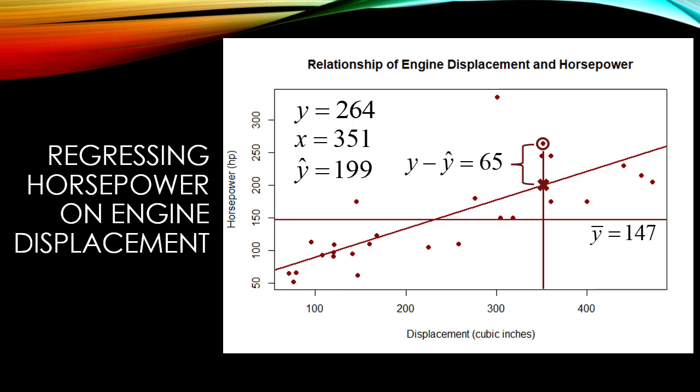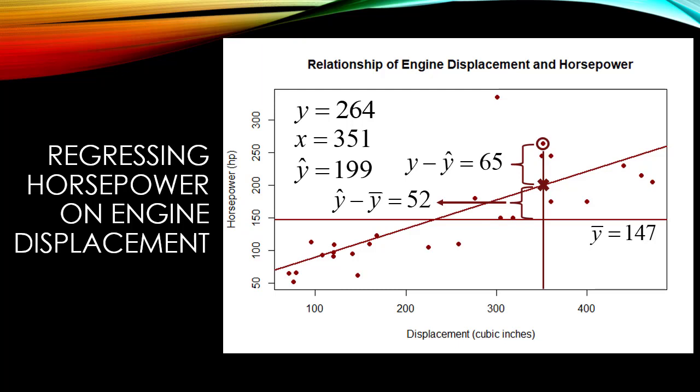We did expect a deviation above the mean. In fact, we expected that to be the predicted value of 199 minus the mean of 147, for a deviation of 52 above the mean. A way to look at this is that we can explain why this car has 52 more horsepower than the average of these cars. That's because of the large engine size. But we cannot explain why this car has 65 more horsepower than the predicted value of 199.